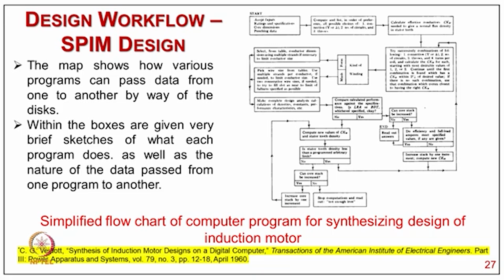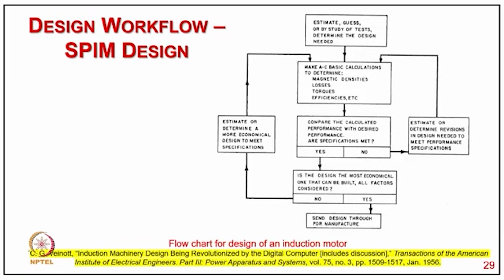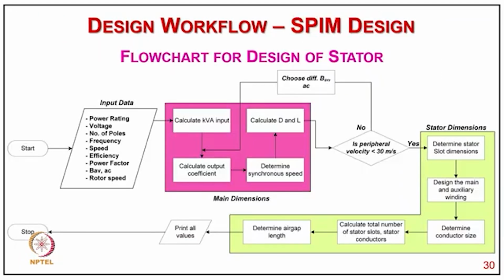and within the boxes are given very brief sketches of what each program does, as well as the nature of the data passed from one program to another, or from one subroutine to another subroutine. I mean, as a total simplified flow chart of the typical design of lamination material, cost of phase winding, and then typically a flow chart for design of this complete induction motor.